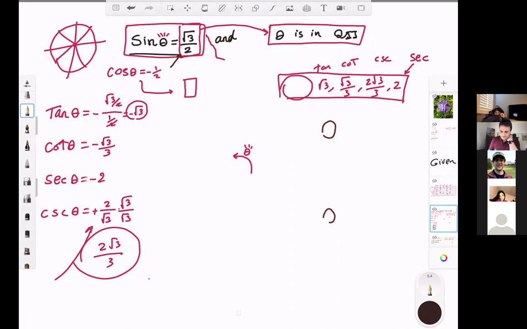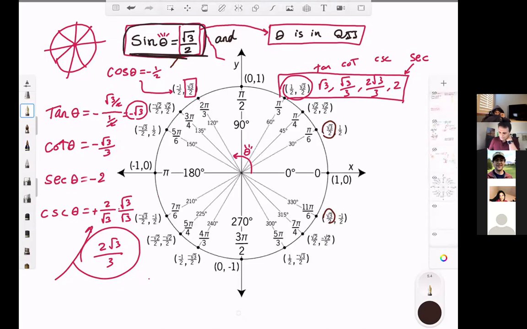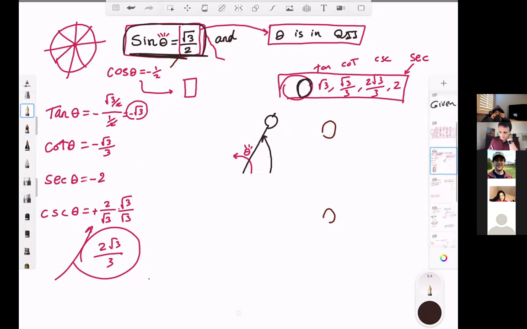So they said sine of theta is radical 3 over 2. And radical 3 over 2 on the unit circle, this is a sine. So it should be 60 degrees, correct? Good. So theta should be 60 degrees on the unit circle. That's a good question, Elizabeth. I would like you to clarify this one.